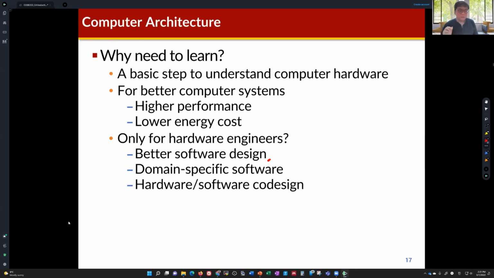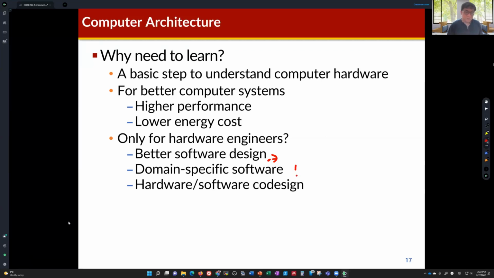Do you understand? Optimization means that with the same software, if it is optimized for the computer hardware, then we can get better performance, better quality, or some better services. So computer architecture knowledge is required for building better software.